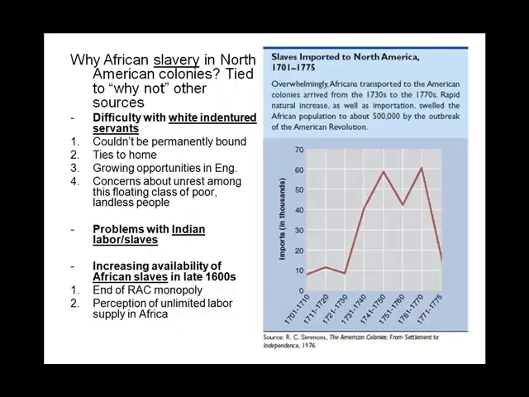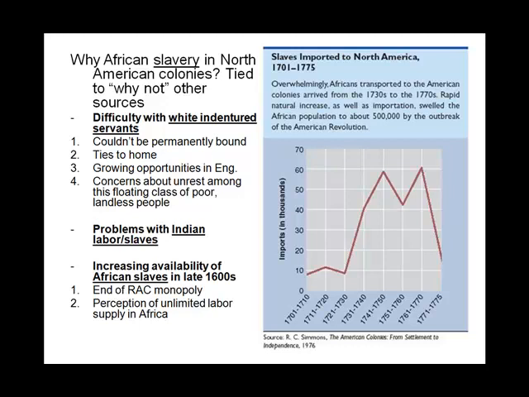Now the question becomes, why African slavery in North American colonies? And this is tied very closely to another question, why not the other sources of labor? Why not white indentured servants? Why not Native American slaves? Why is the choice made, or the decision made, kind of a historical decision, that it will be African labor? Well, it has to do with what is happening with these other two sources of labor.